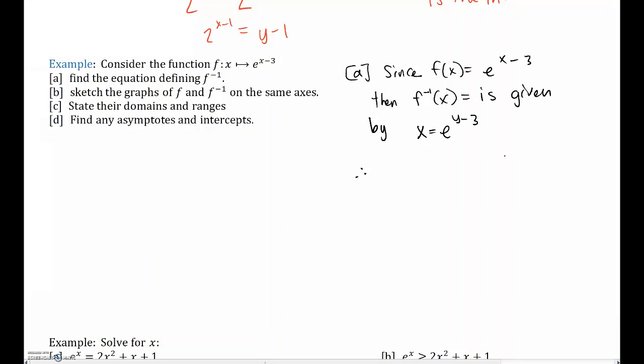Therefore, now we could go ahead and start solving. I don't know, what do you want to do? Log both sides, natural log. ln of x equals y minus 3. And then add 3. Y is equal to ln of x plus 3. So there it is, the graph that we were looking for.